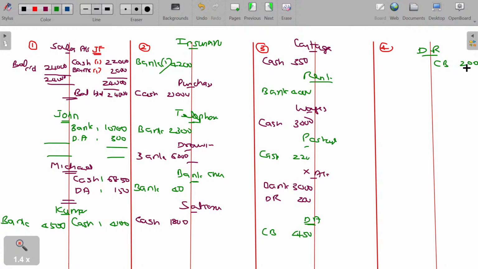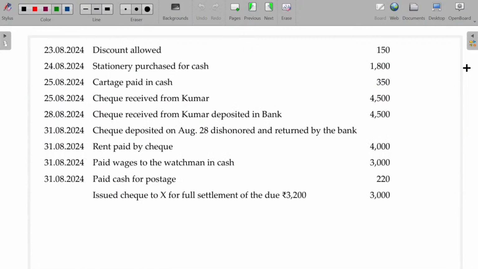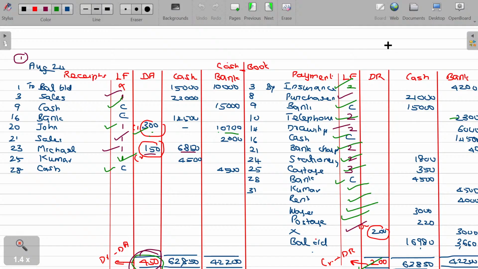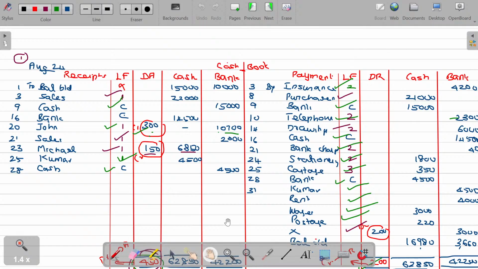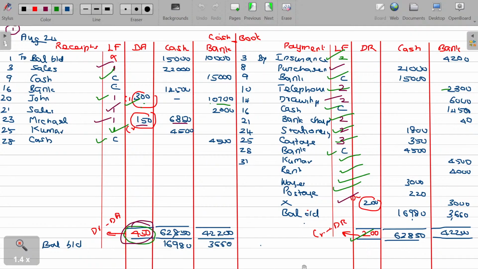The cash column will resemble the cash account and bank will be similar to the bank account, so no need to work that out again. If you want to pass a journal entry and prepare the complete ledger and all, it will take lots of time. But under the practical system, what happens? Very simple. We directly post everything in the cash book, and then from there, how it is going to be posted in the ledger is also completed here.